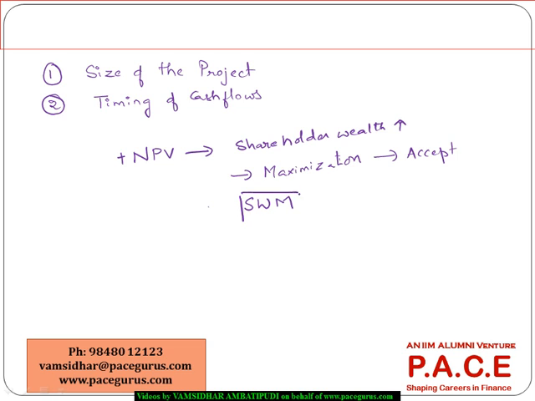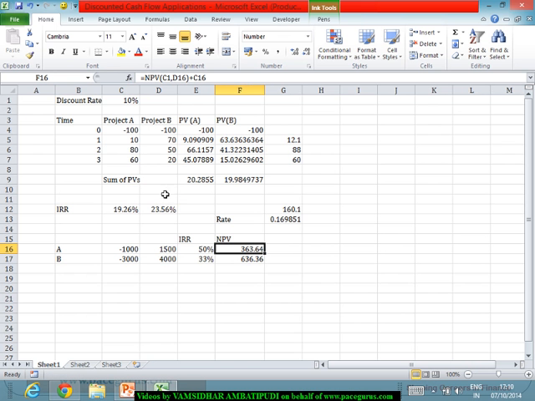So whichever project maximizes the shareholder wealth needs to be accepted, and any positive NPV is directly increasing the shareholder wealth, and a negative NPV is decreasing the shareholder wealth, which is a straightforward reason why the NPV rule should be preferred over the IRR rule.